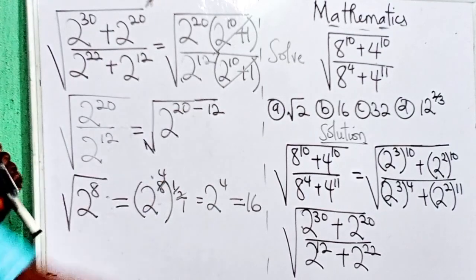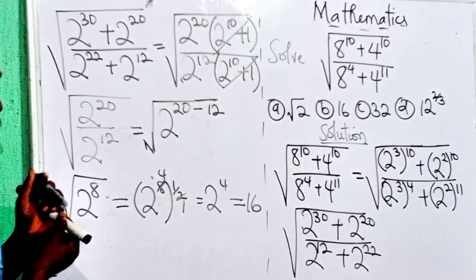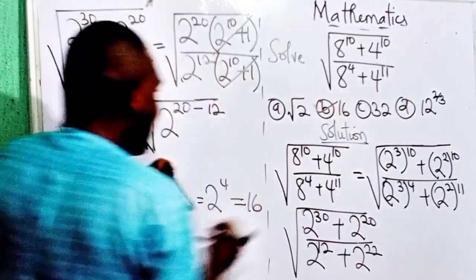Now which of the options there is correct? Option B is correct, which is 16. So our answer is 16.